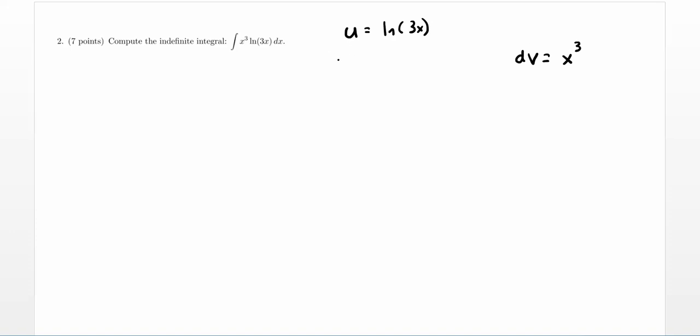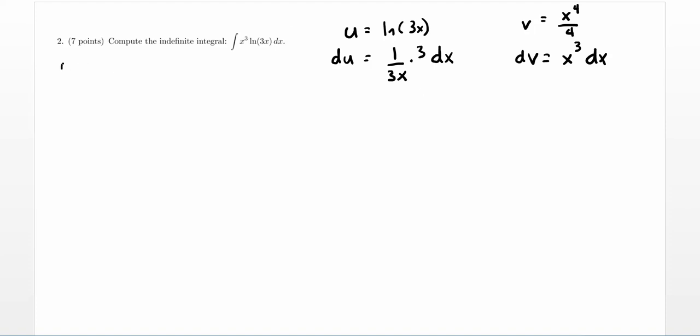Now, take the derivative. du equals 1 over 3x times 3 by the chain rule, dx. Oh, I left off the dx here again. dv has to be some function including the dx so that you can integrate it. And then v is x to the 4th over 4. Don't need your plus c here.